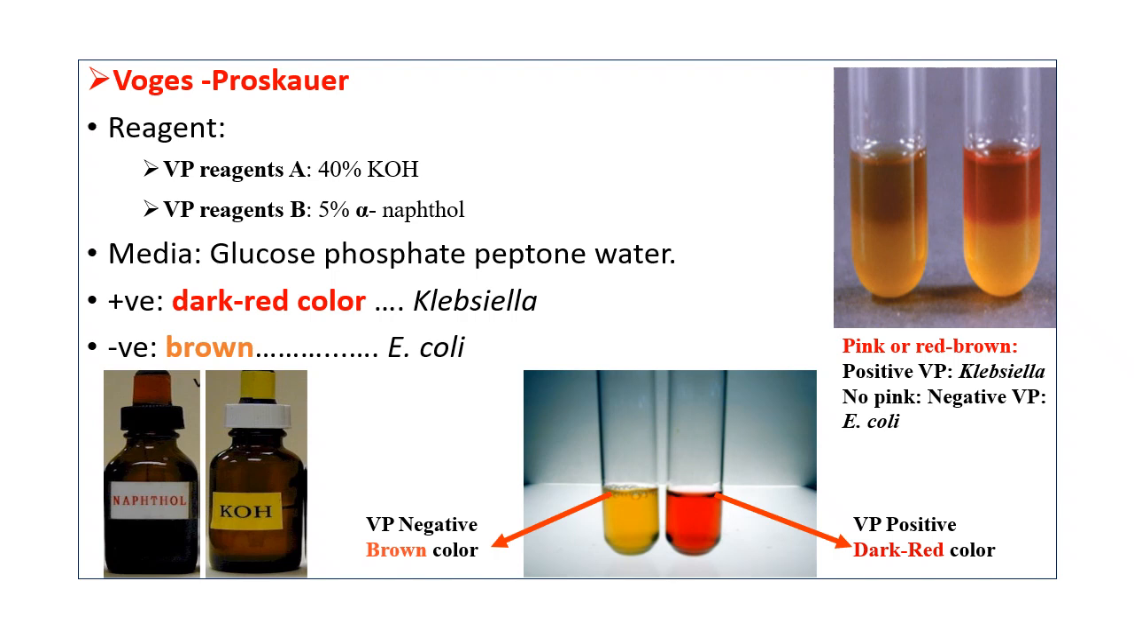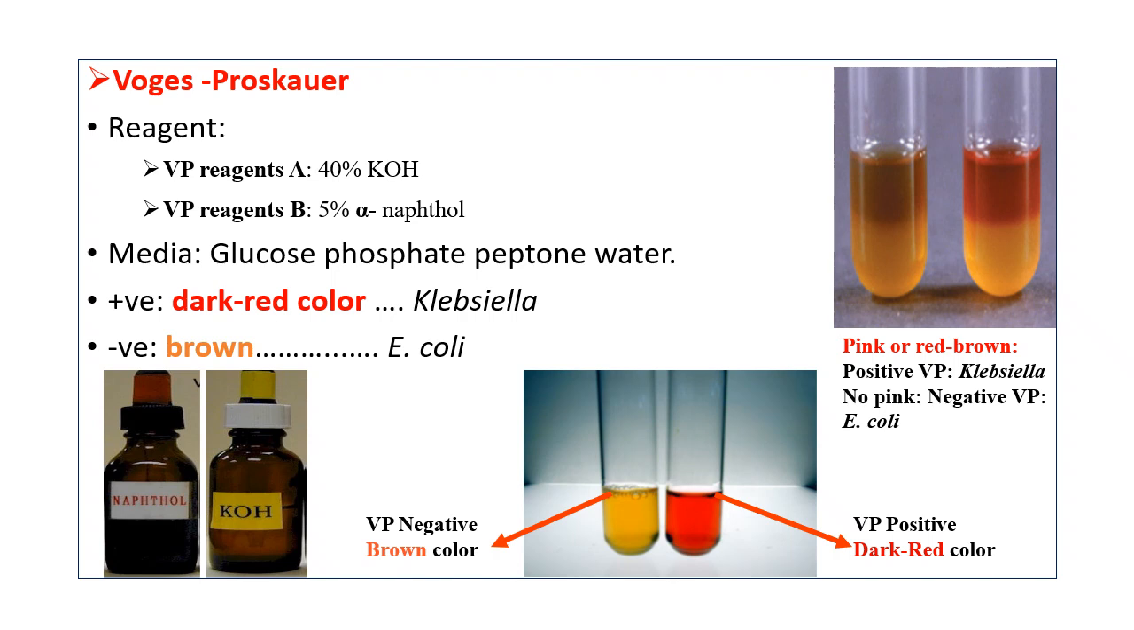The media used in this test is like that used in the methyl red test. It's glucose phosphate peptone water. First, we inoculate the test organism into the broth media. After incubation at 37 for 24 to 48 hours, we transfer 2.5 ml of the culture to a clean tube. Then we add 6 drops of reagent A, KOH, and 2 drops of reagent B, alpha naphthol. We mix gently and wait for 10 to 15 minutes.